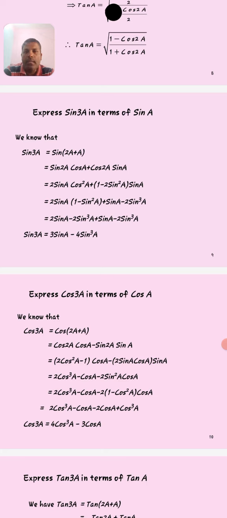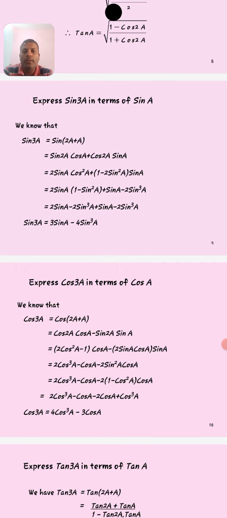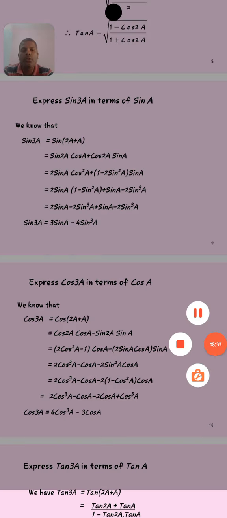Sorry, here they are not to be cancelled; the minus signs are both the same, so it is not possible to cancel. So we get sin 3a is equal to 3 sin a minus 4 sin cube a. This is also one important formula: the sin 3a formula, 3 sin a minus 4 sin cube a.